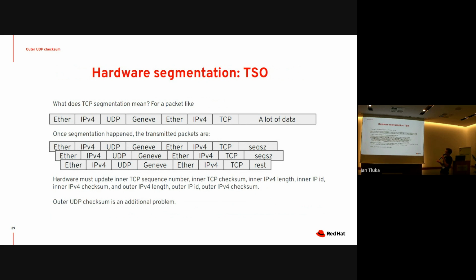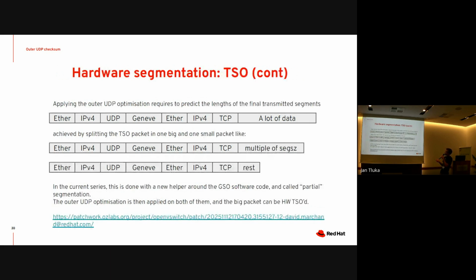So all of this will impact the UDP checksum. But if we want to apply the optimization that I explained earlier, what we can do is isolate the non-multiple part of the packet, create a big packet with a payload that is a multiple of the segmentation size, and apply this optimization.